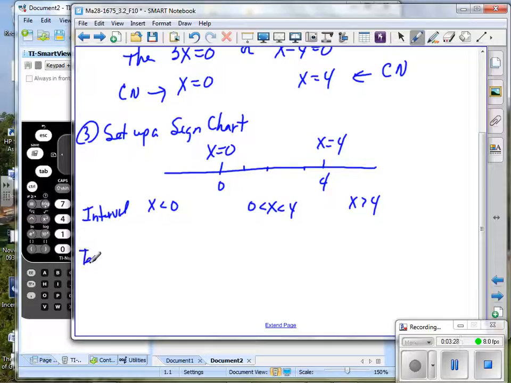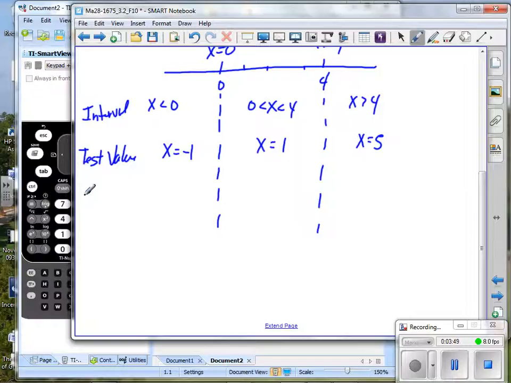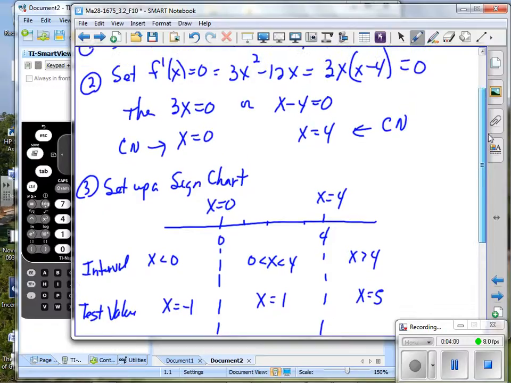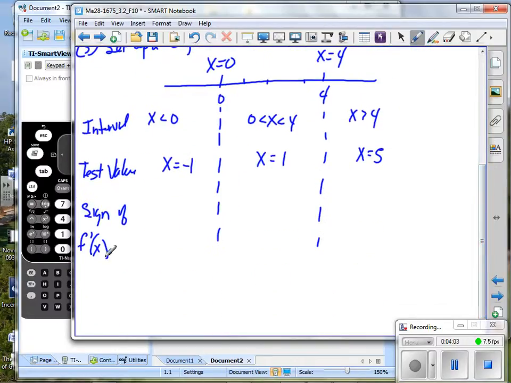Okay, so Alyssa, you said let's choose a test value. Okay, so choose some value in the interval. And again, I just try to always get one as easy as I can. You can choose whatever you like. I don't really care what the value of the derivative is. I just want to know the sign of the derivative. So I'm going to go back up and look at that. I've got 3x, x minus 4.